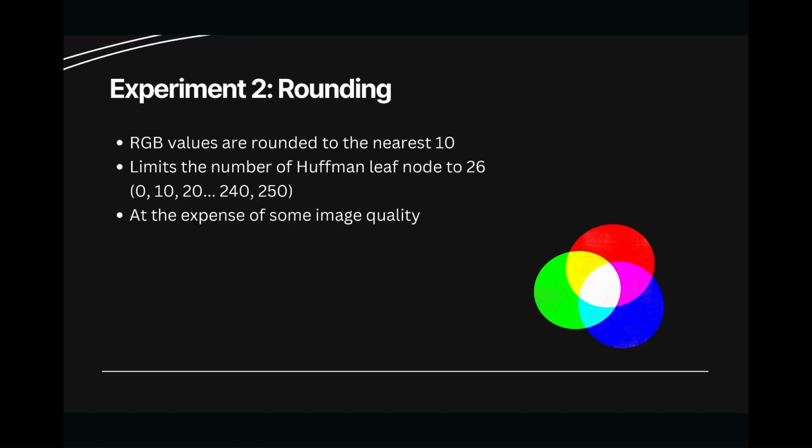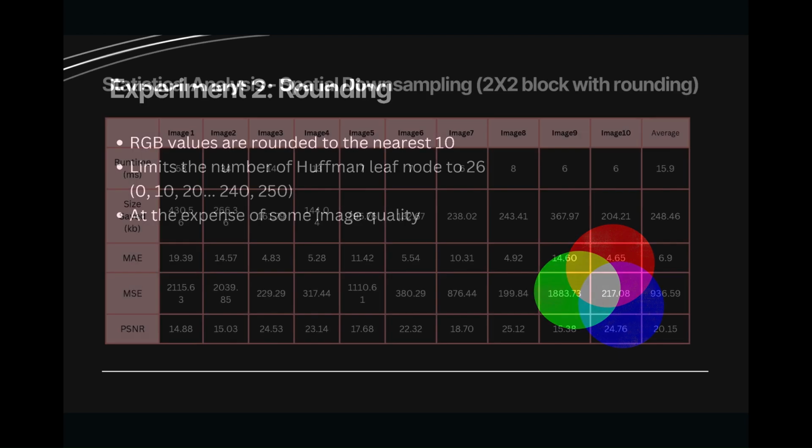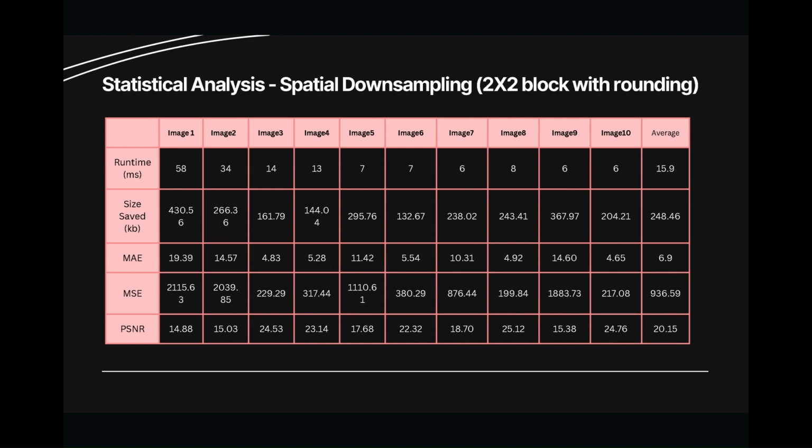Our final optimization involves rounding of values. When calculating the average RGB values, the initial values can range from 0 to 255. By rounding these values to the nearest multiple of 10, we can reduce the number of Huffman leaf nodes to just 26. However, this rounding introduces a slight increase in color inaccuracies when representing the image.